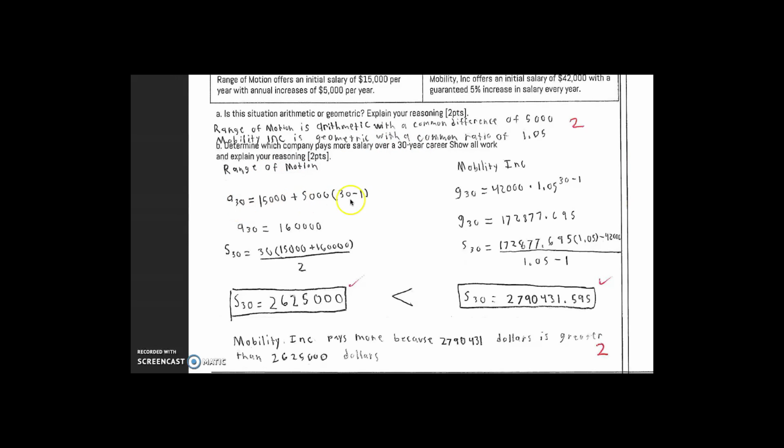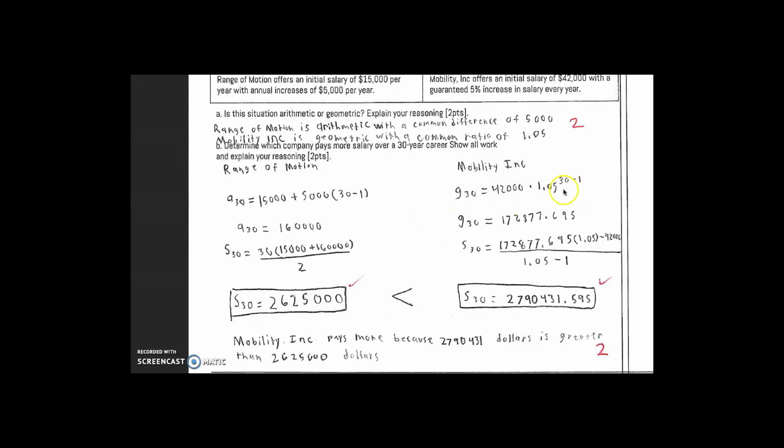They gave me explicit arithmetic to find the 30th year, so that would be 160,000. But then the sum of the 30 years is your end value, which is 30, your first year plus your last year, divided by 2. 2,625,000 is correct.